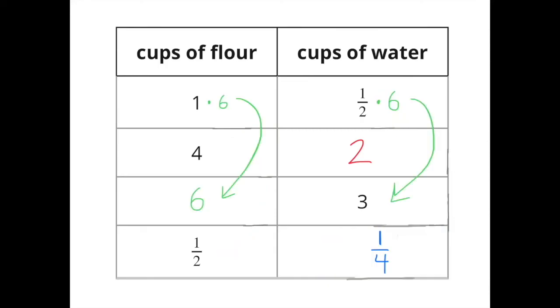And finally, on the right-hand column, they went from 1/2 to 3. So I multiplied the 1/2 times 6 to get 3. And on the left-hand column, I multiplied the 1 times 6 to get 6.